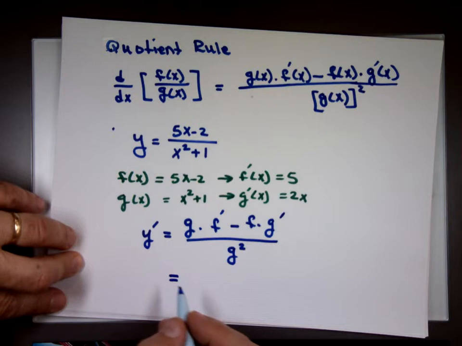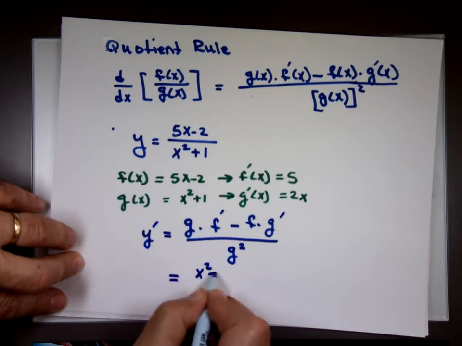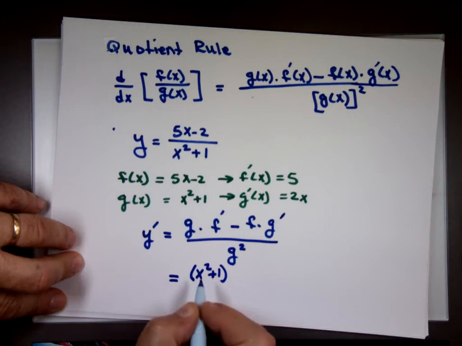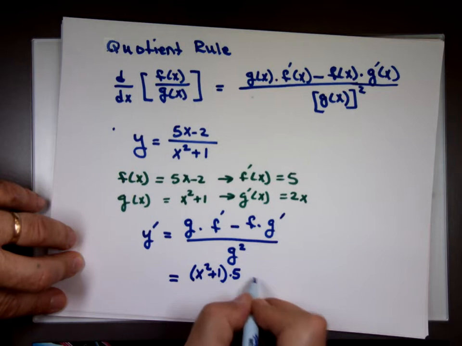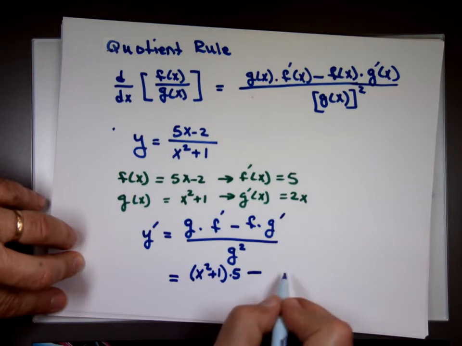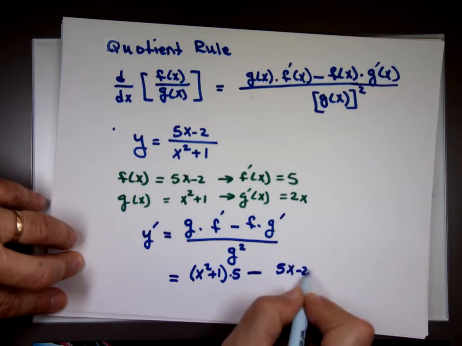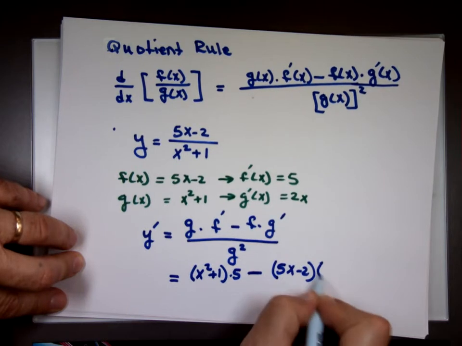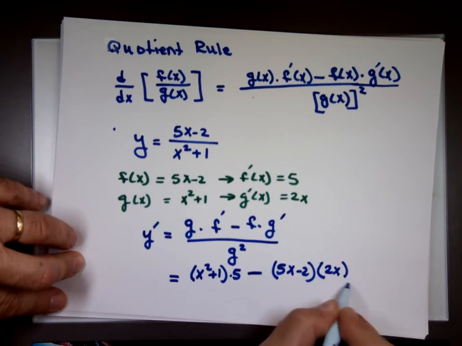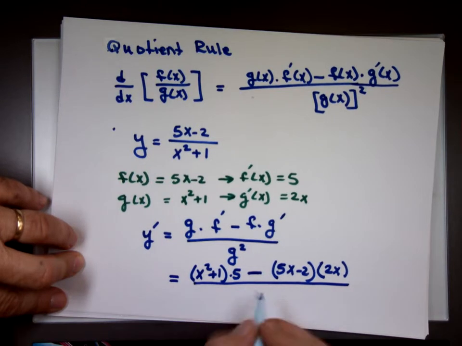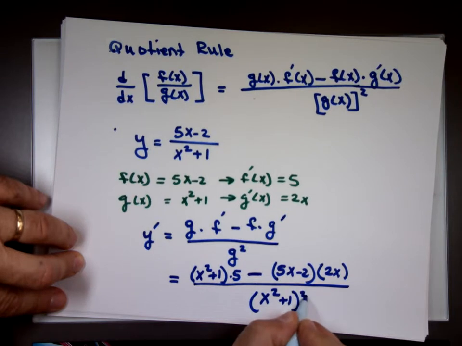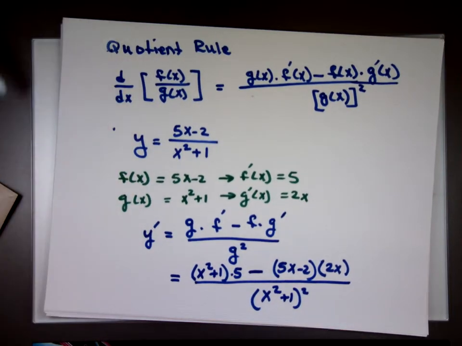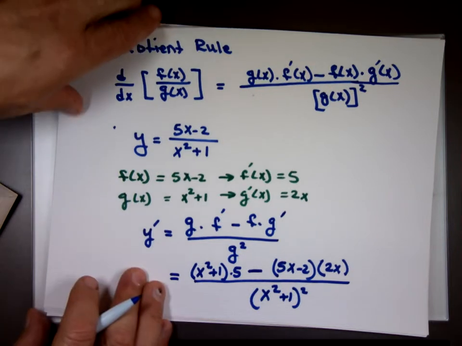What is g equal to? x squared plus 1. What's f prime? 5. Times 5 minus f, which is 5x minus 2, times what? g prime, which is 2x. The whole thing divided by x squared plus 1 squared. And again, there's a very good chance they'll ask us to simplify the top. The bottom, you can leave the way it is.